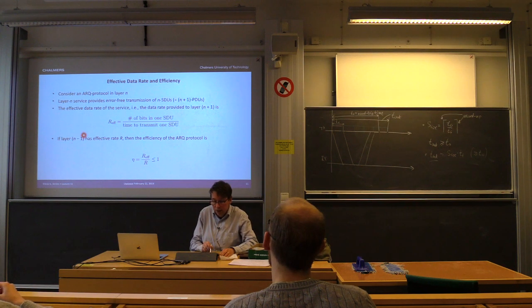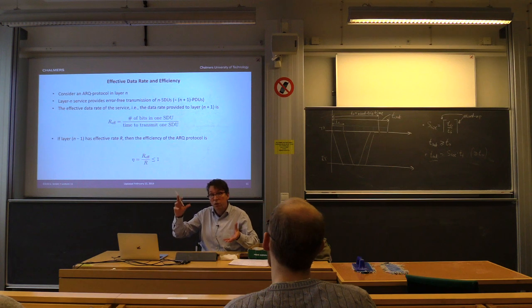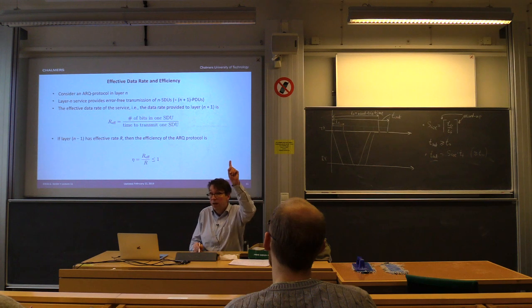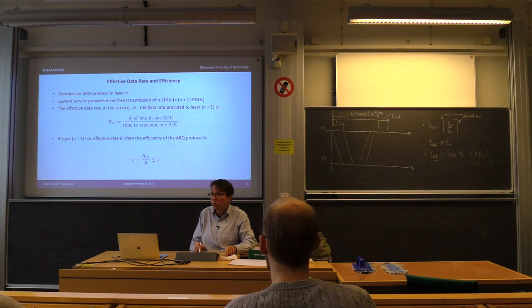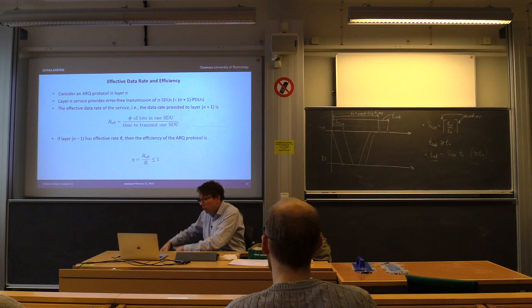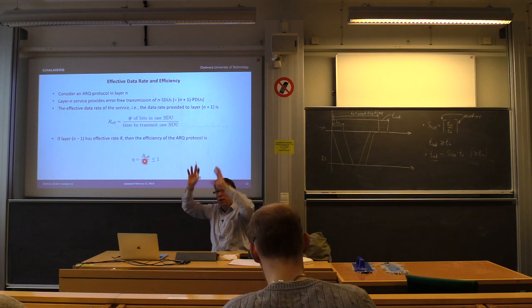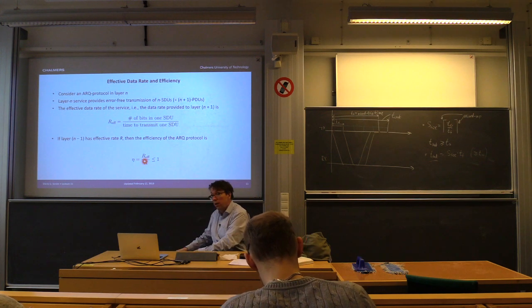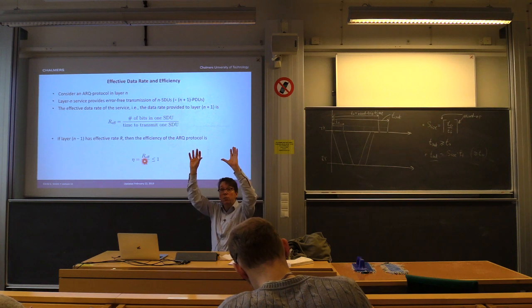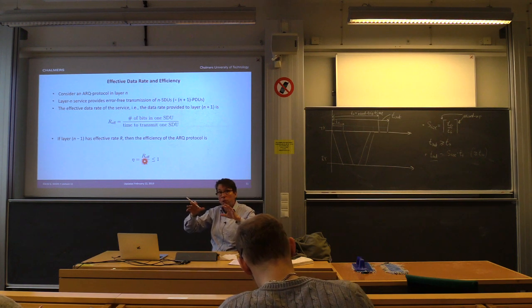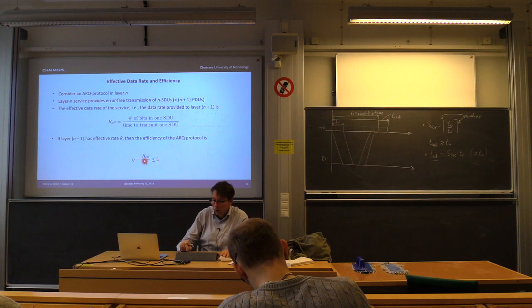If the layer below us has an effective rate of R, that's the effective rate I can get from below me. Then the efficiency of me, being the ARQ protocol, is the ratio between the rate that I provide and the rate that I got. The rate I get from below is greater than what I can push up above. If I do nothing, the data rate below is what will be perceived above also. But as soon as I do a little bit of processing, it will be less than this. Maybe this will be clearer on the next slide.